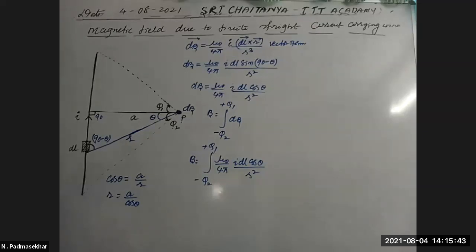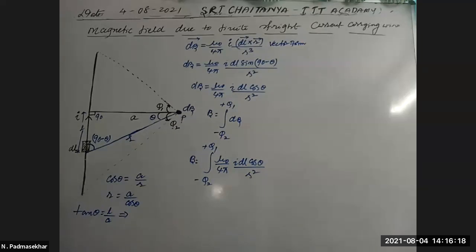A by cos theta. Now this length, from here to here, I called L. ఈ length ని L అంటారు. This is L. Then here tan theta is equal to what? Tan theta is equal to L by A.